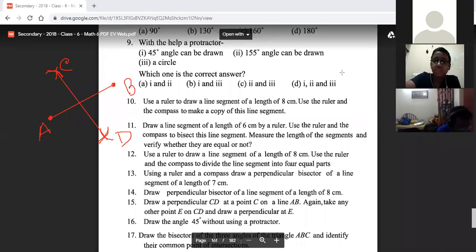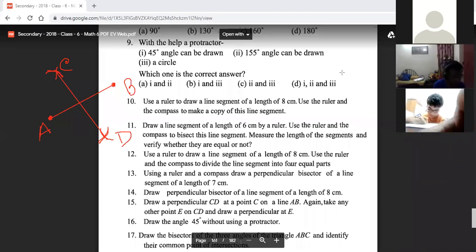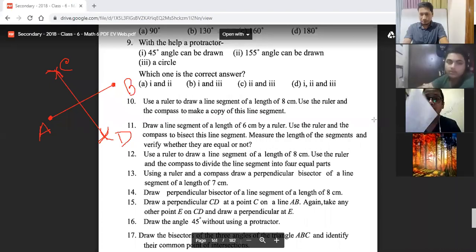Okay, sir. First of all, we have drawn a line segment of 6 centimeters using a ruler, and we have named the 2 points A and B. Then we have taken the radius equal to half of the AB line segment, and we have drawn two arcs on the two sides of AB. Then again, with the same radius centering at the point B, we again draw two arcs on both sides and name the two points C and D. Then we join them with each other, and thus CD bisects AB. And these two parts will also be equal.